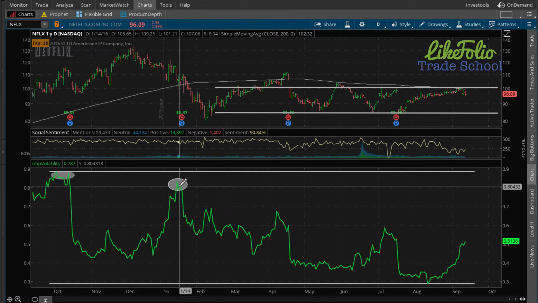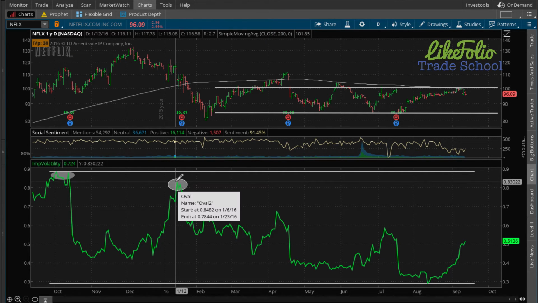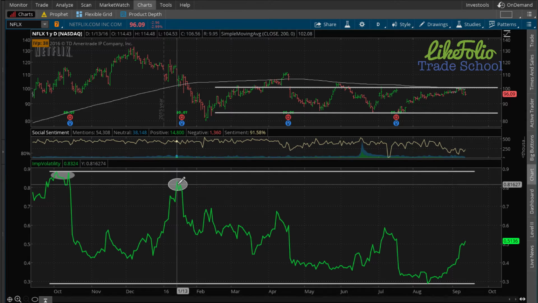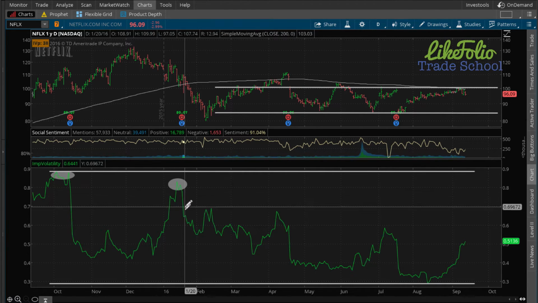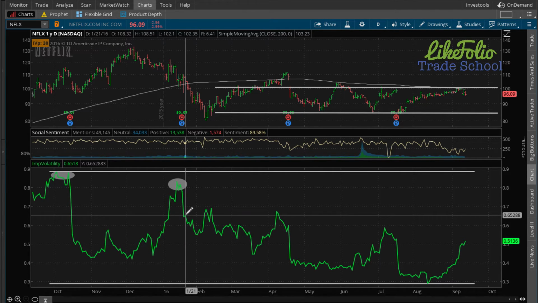And the reason I do that is because once it's at the high end of its range, it's more probable that that implied volatility is going to decrease. So if you are a seller of the premium, you benefit from that decrease in volatility premium value.